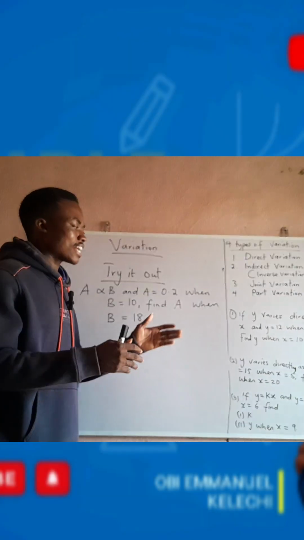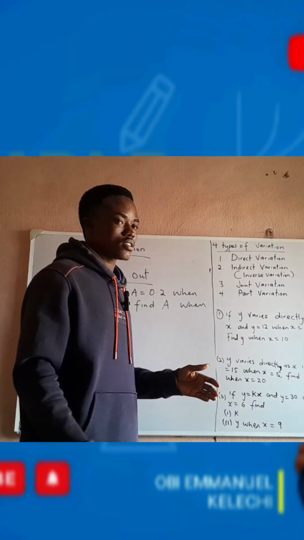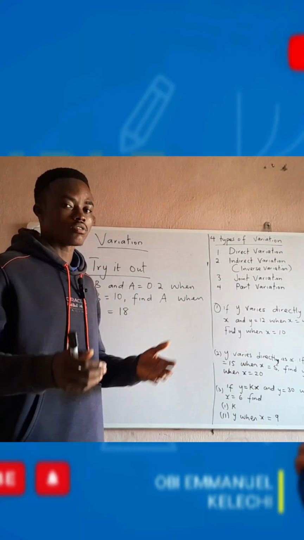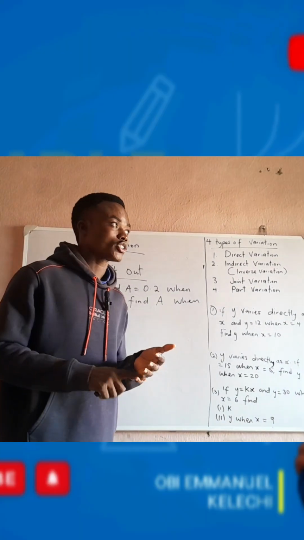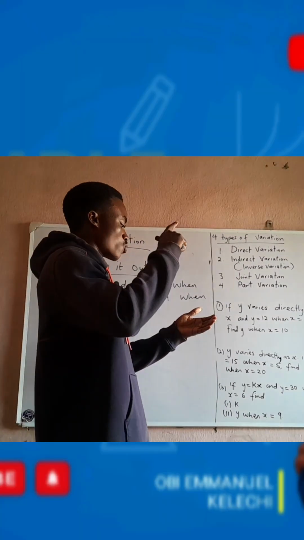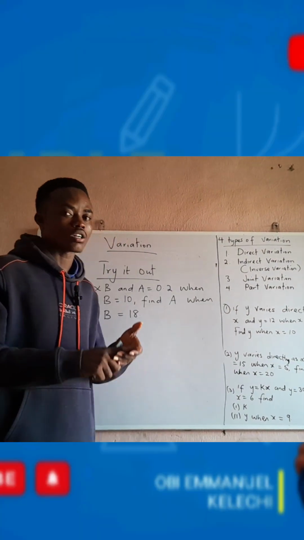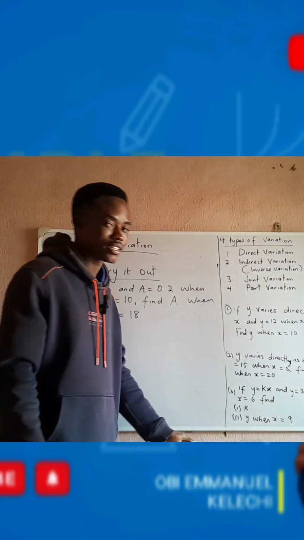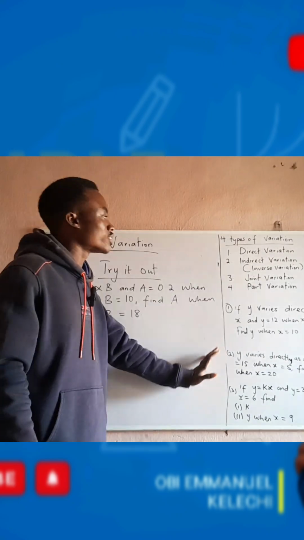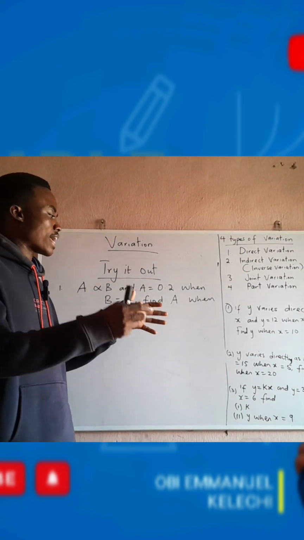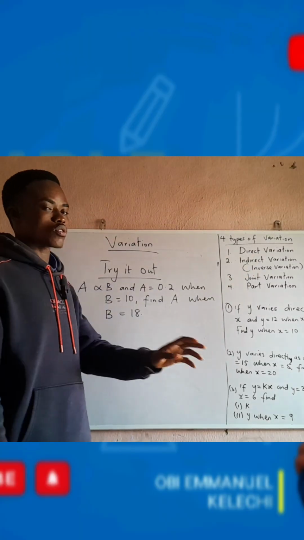So I've explained what variation is. I've also given 4 types of variation. I'm just trying to give a recap. There is the direct variation, there is the inverse variation, there is the joint variation, and there's also the part variation. You can also call it the partial variation. And I've solved these 3 examples under direct variation. Subsequently, we are still going to explain the other types of variation.